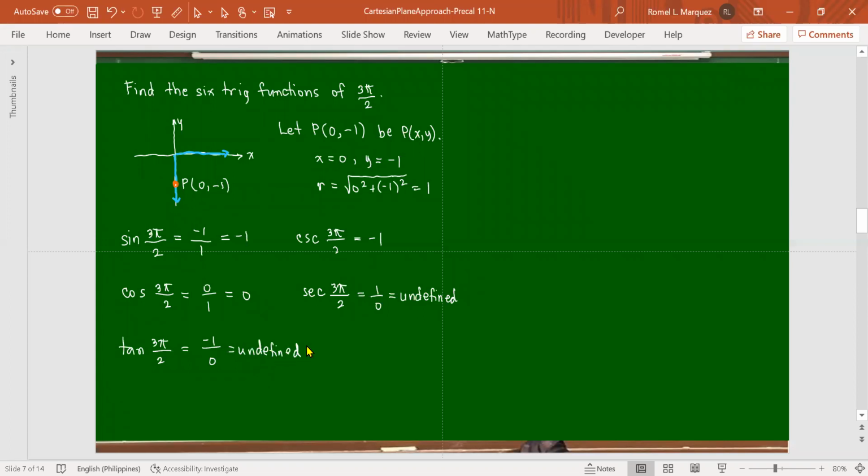What about cotangent of 3 pi over 2? Because it is the reciprocal, if the tangent is undefined, the cotangent is defined. And that is 0 over -1. Is that correct? So this is equal to 0. Okay? So from this, you can now derive also the other six functions of quadrantal angles. So let's summarize.